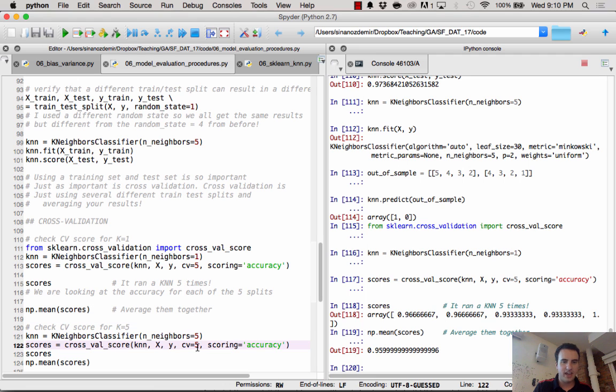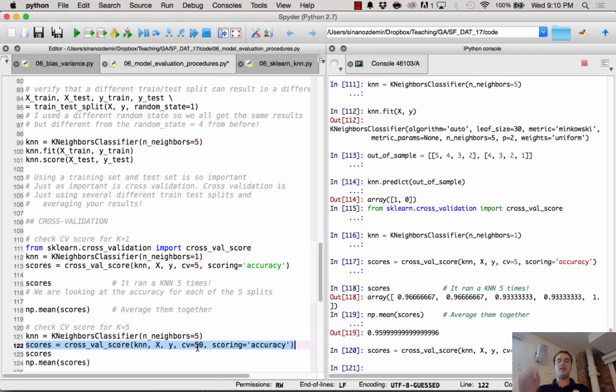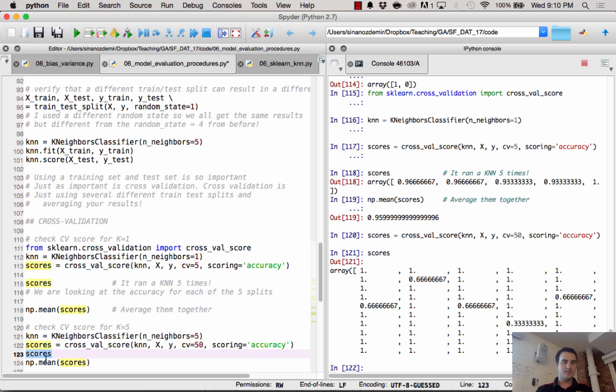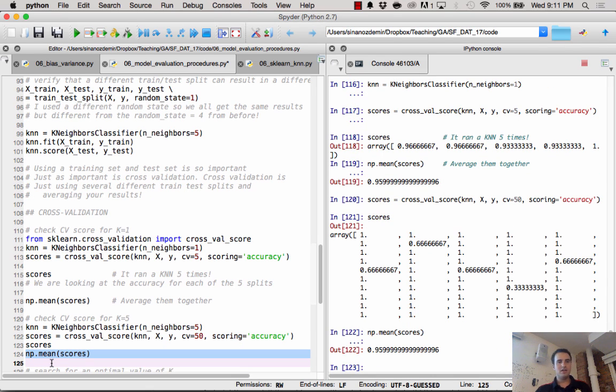Let's change CV to 50. Run it. Still pretty fast. My scores is now a list of 50 things. Notice how much it overfits. In each individual case, you could still overfit. So adding complexity to my cross-validation also leads to overfitting. And if I do my mean score, isn't that funny? It's pretty much the same. Notice I have a lot of ones, but look, I have a 0.3 repeating, 0.6, 0.6, 0.6, and 0.6. Is it a coincidence that it's the exact same number? Yes, that was a coincidence.